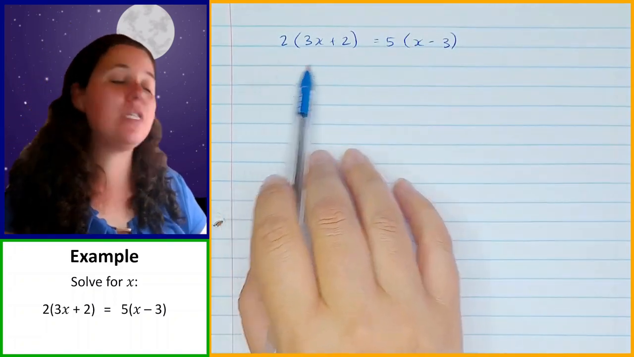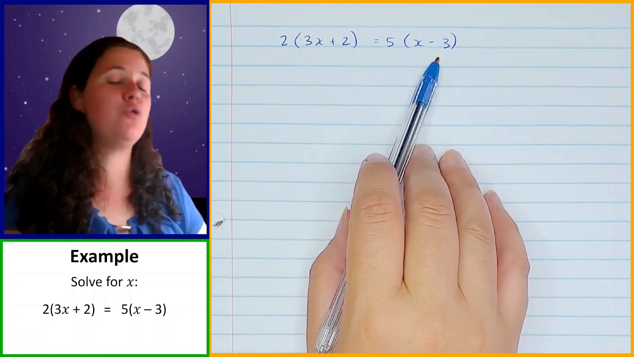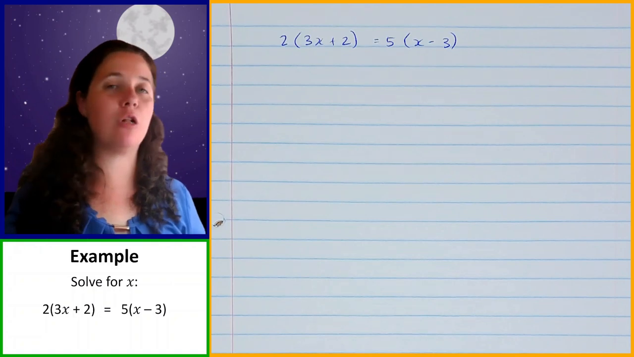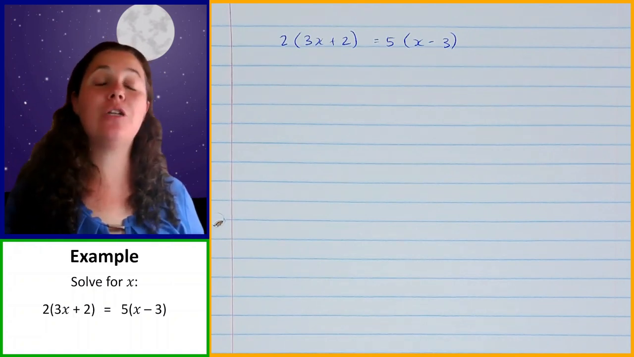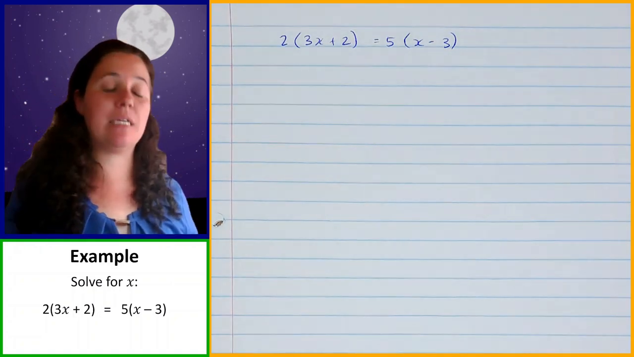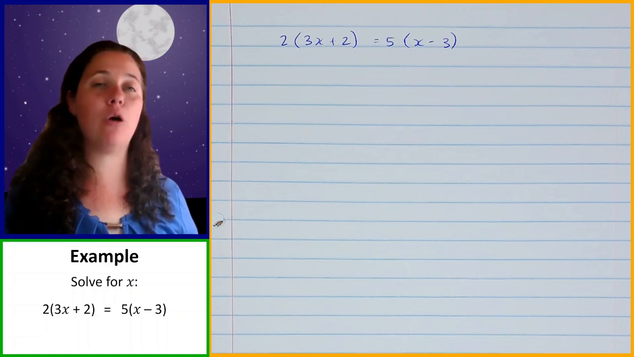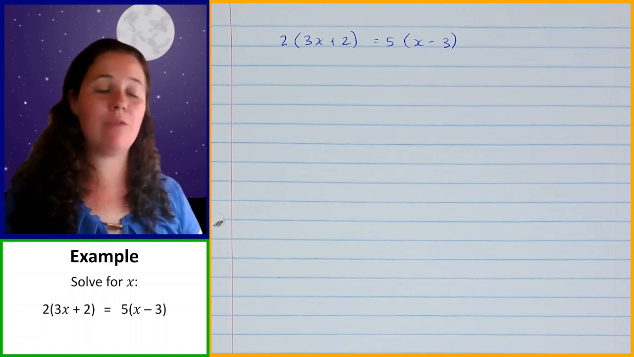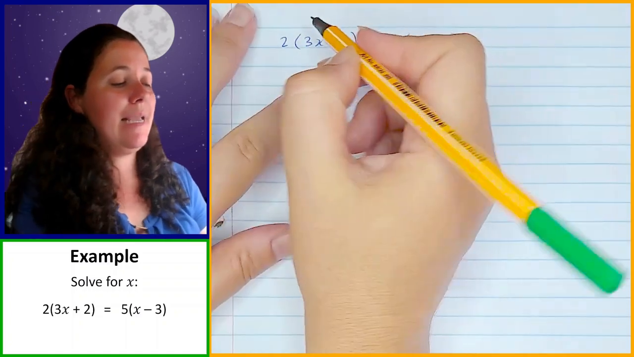Okay, the first thing you have to do when you get an equation with brackets is you have to get rid of the brackets. You have to multiply it out. Now we've already learned how to do this. When we were doing algebraic expressions, we learned how to multiply a polynomial by a monomial. We're going to be doing the same thing over here. We're multiplying into the bracket.